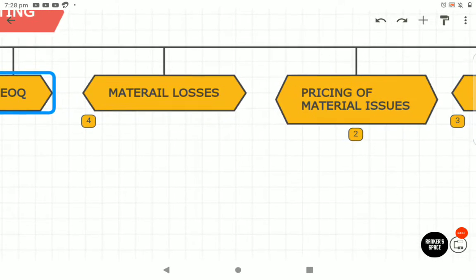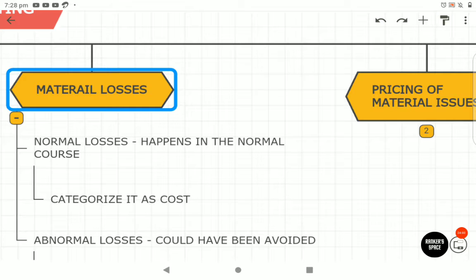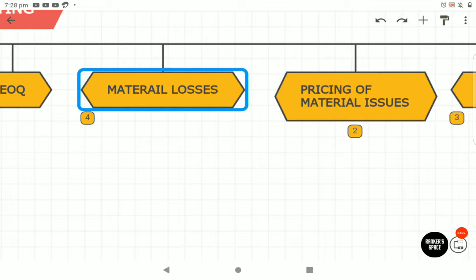The next one is material losses. Of course, it is human tendency. Say for example, your mom is asking you to bring some milk or some rice from the bin, and the kitchen is 2 kilometers from here. If you walk from here to there, how much spillage, how much spoilage will there be? So in the case of manufacturing units, how much spoilage or wastage will they be prone to, isn't it guys? That is all accounted in material costing.